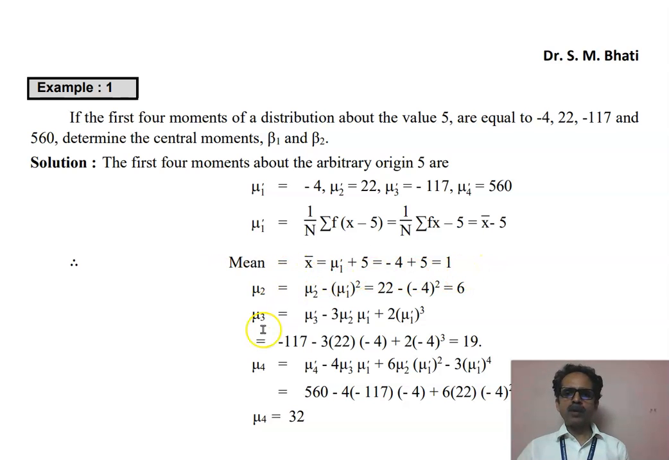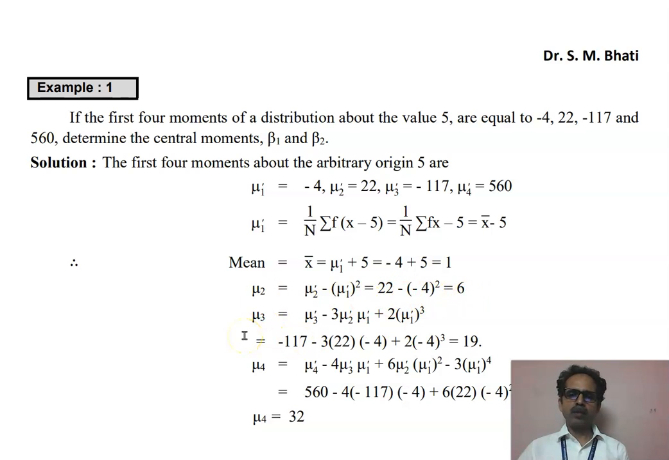Now let's find the value of mu2, because mu1 is always 0, no doubt. We don't require any calculations. Mu1 is always 0. Now we have to find mu2, and we have the formula mu2 is equal to mu2 dash minus mu1 dash whole square. Now put the values of mu2 dash and mu1 dash in this equation, and we find mu2 is 6.